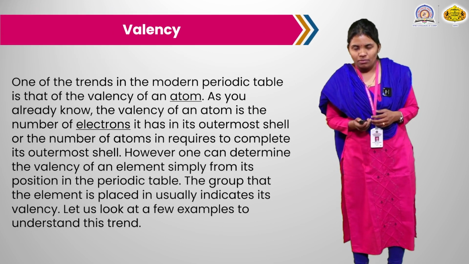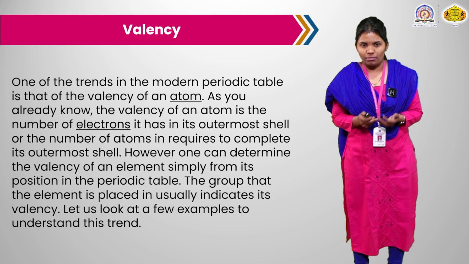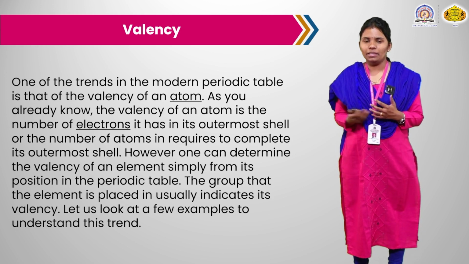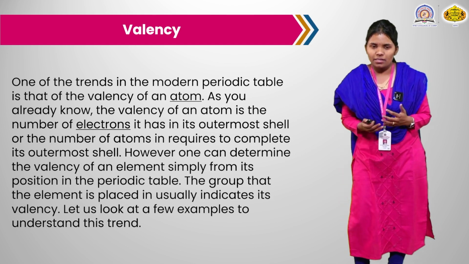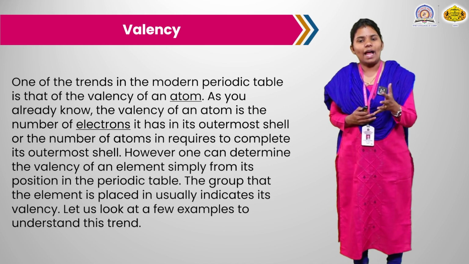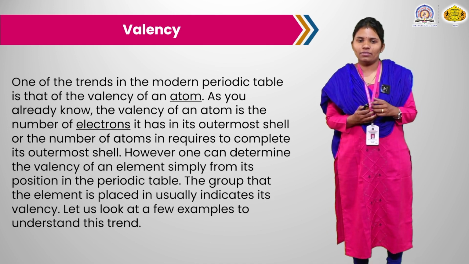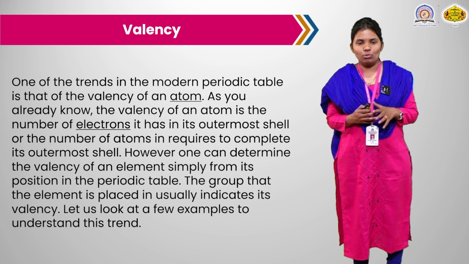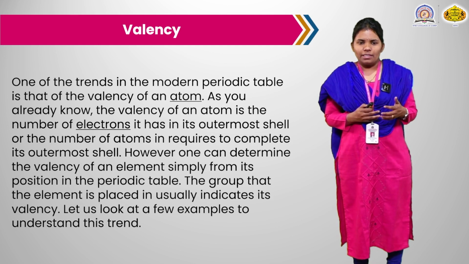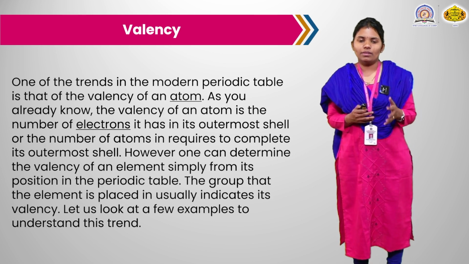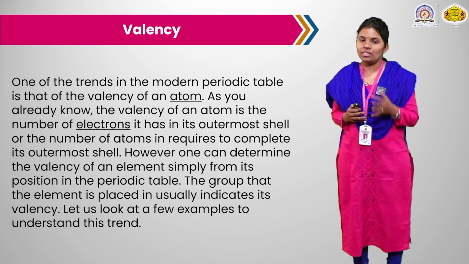Next is the valency, one of the most important factors in the modern periodic table. How many bonds can be formed by a particular element in its particular state? So one of the trends in the modern periodic table is the valency of an atom. As you already know, the valency of an atom is the number of electrons it has in its outermost shell, or the number of electrons required to complete its outermost shell. One can determine the valency of an element simply from its position in the periodic table. The group in which the element is placed usually indicates its valency.